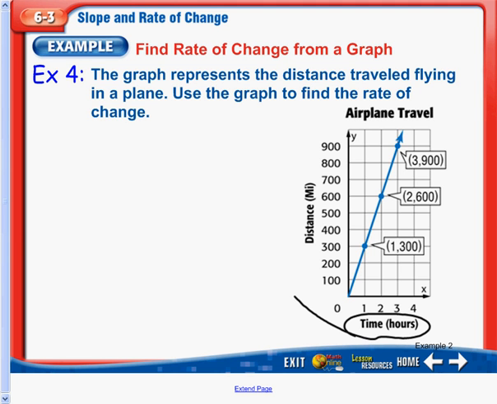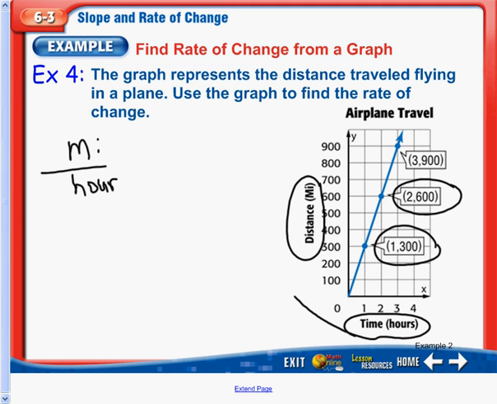So I have my x values, again, going left to right. X is across, so x is left to right. And distance is going up and down. So I have miles per hour. And that should sound very familiar to everyone. So now I have to look at the points. They actually gave me the points in this one, so I can just use two of them.